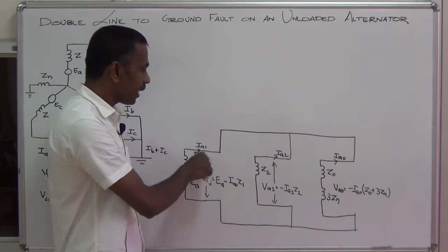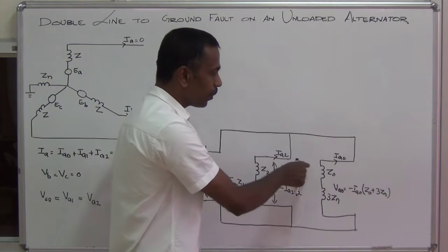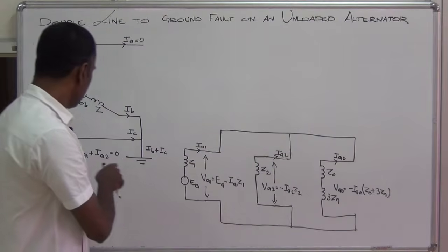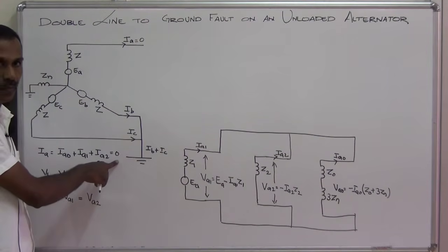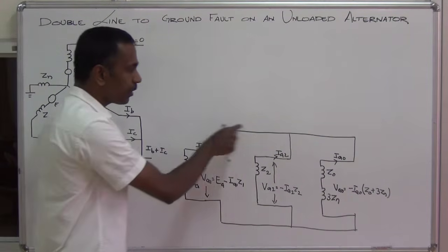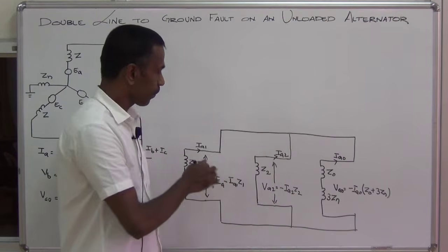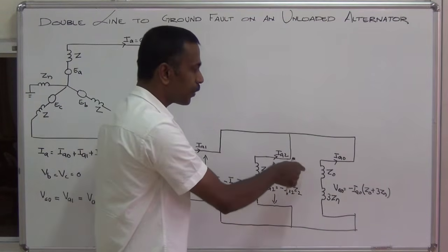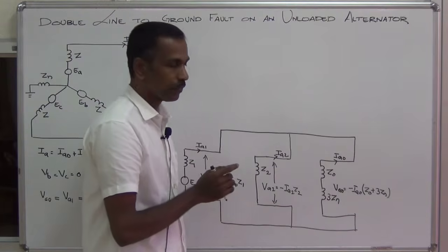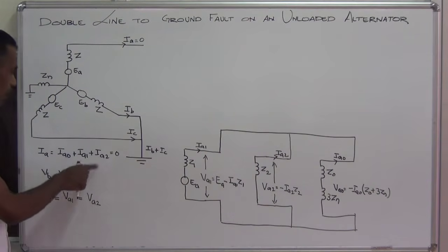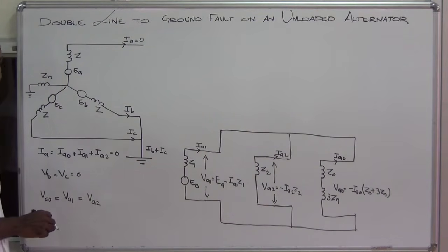Now the currents IA1 plus IA2 plus IA0 equals 0. The sum of the currents flowing towards this node equals 0. This is IA1 plus IA2 plus IA0, and this is equal to 0. So both the conditions are satisfied.